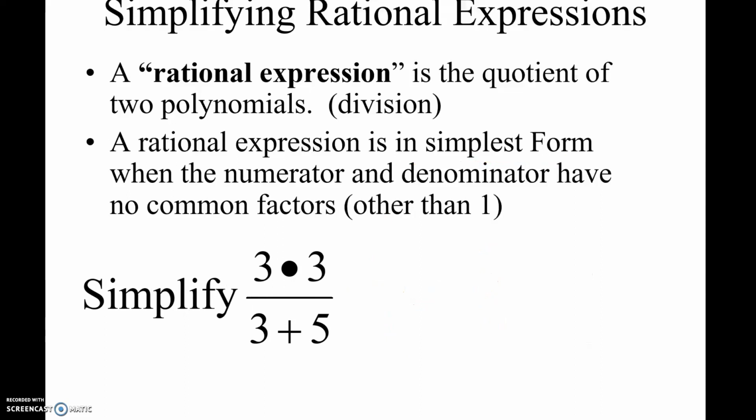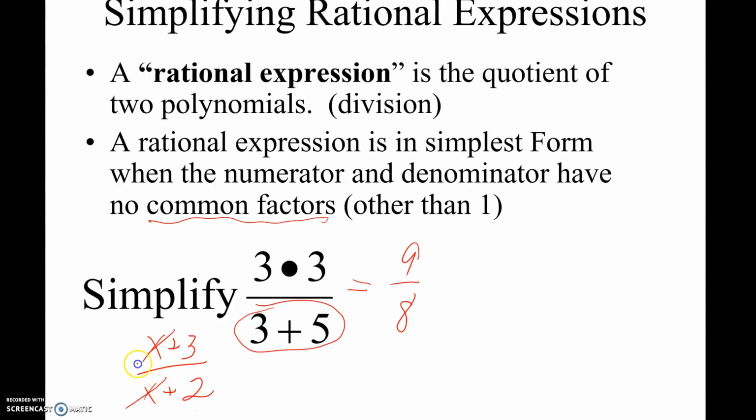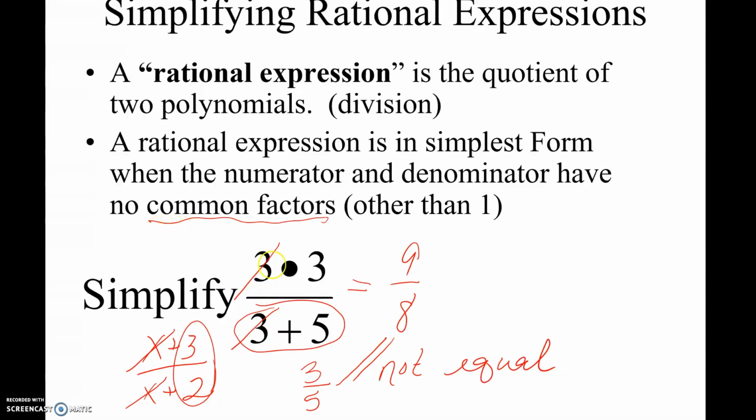Notice though, we can only simplify factors, not terms. We can't cancel here, because this is addition. If I wrote this and solved it out, we know it's 9 over 8. That's what it equals. Can't simplify it. If I do what a lot of people commonly want to do, cancel and then write 3 over 2, if I did that with this situation, I would get 3/5. And notice that does not equal 9/8. So we want to make sure that we're simplifying factors, not terms.